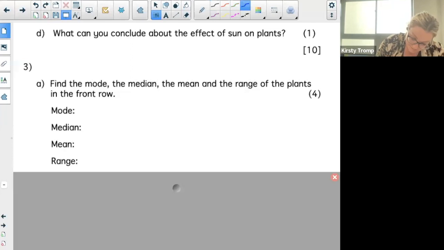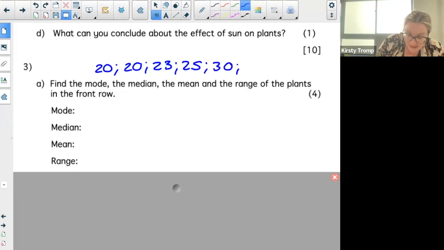So I had 20, then I had 20 if I'm doing smallest to biggest, then I have 23, 25, 30, and 47. So I've arranged the numbers for you from smallest to biggest.